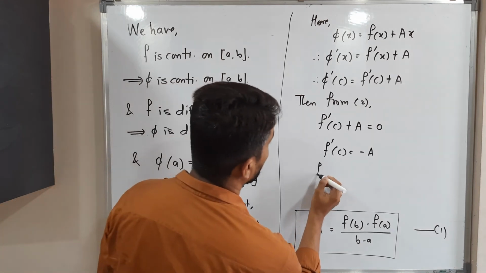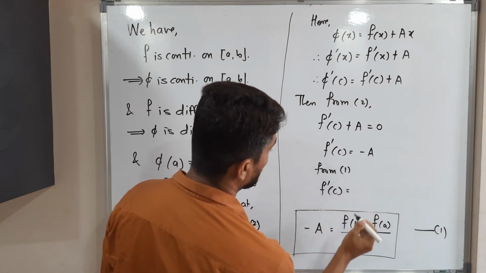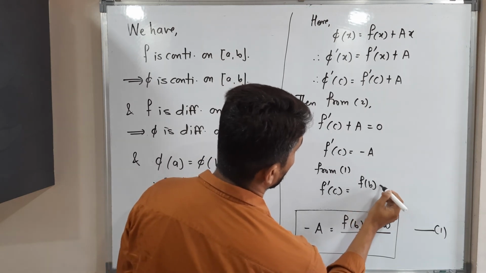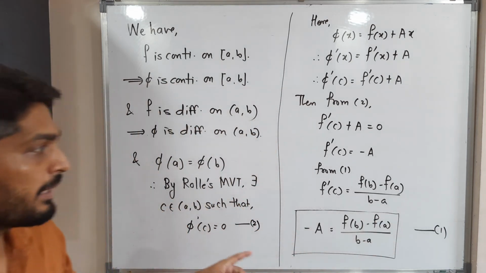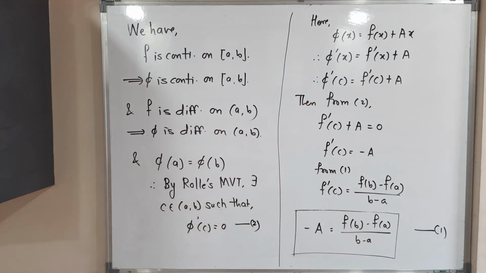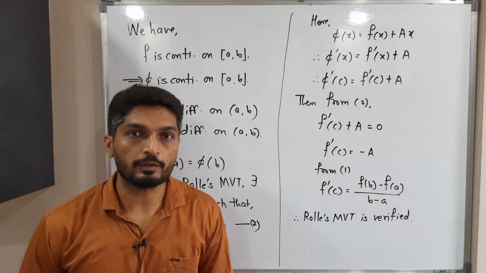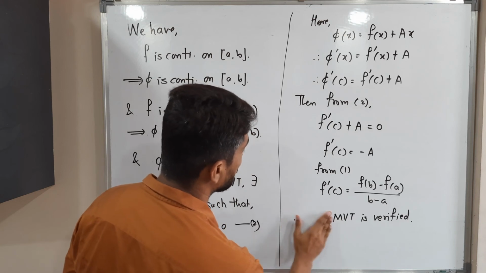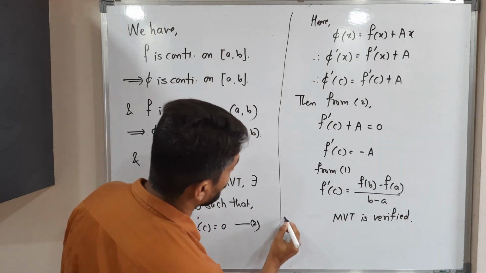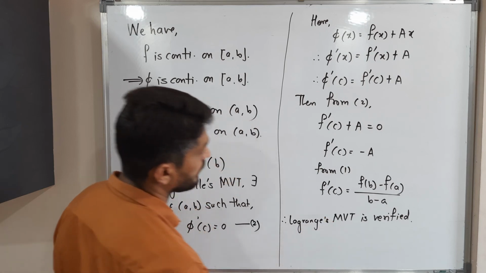So from 1, f dash of c, the value of minus a is f of b minus f of a upon b minus a. Simply I put the value of minus a there, okay? And yes, this is the required thing which we want. Same thing we have to prove, right? And we proved it here. So therefore I should mention here Lagrange's mean value theorem is verified.